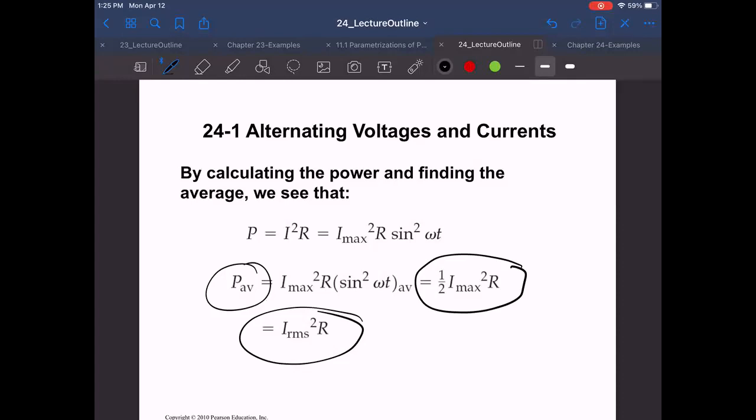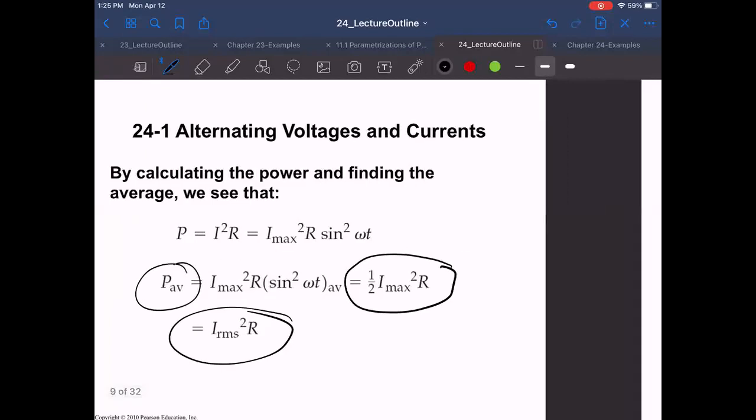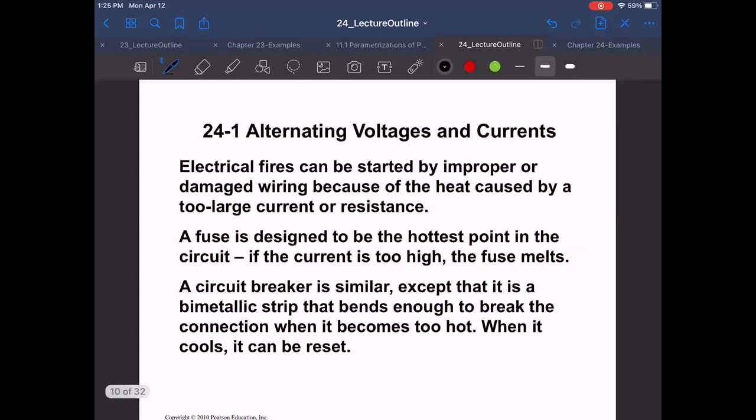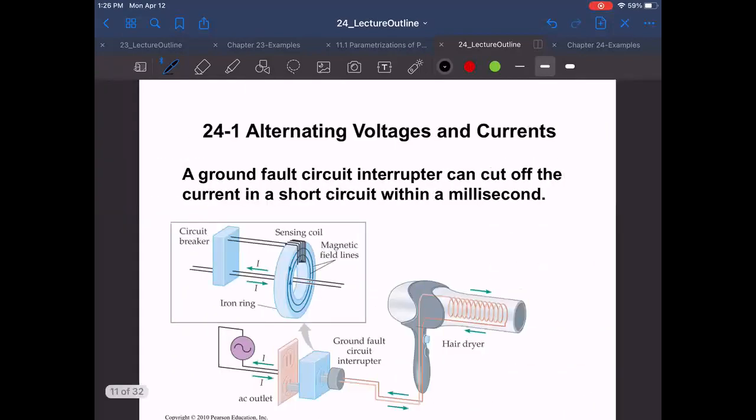Because it turns out if you square that function and then take the average of it, you're just as much above as you are below. You end up with that 1/2. And then when you take the square root, you're taking the square root of that 1/2.